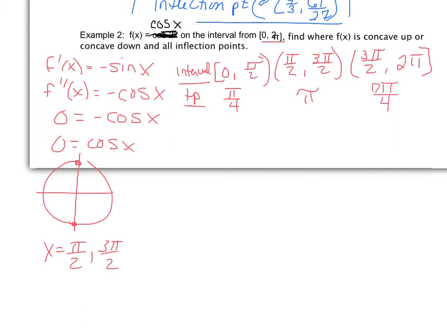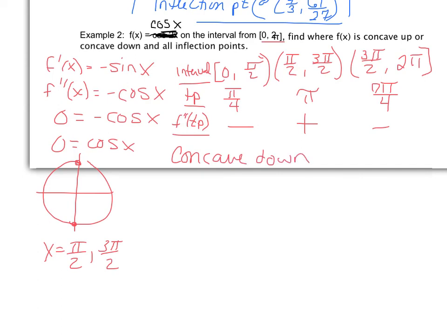Now I can go ahead and plug those test points into f double prime, the second derivative. And let's see, so I'll have negative cosine of pi over 4. Well, at pi over 4, I know cosine is positive, so when I put the negative in front, that's negative. At pi, I know cosine is negative 1, so I'm going to have negative negative 1, which will become positive. And at 7 pi over 4, right here, cosine is my x value. I know I'm positive on my x values here, so I'm going to have a negative of a positive, which is negative.